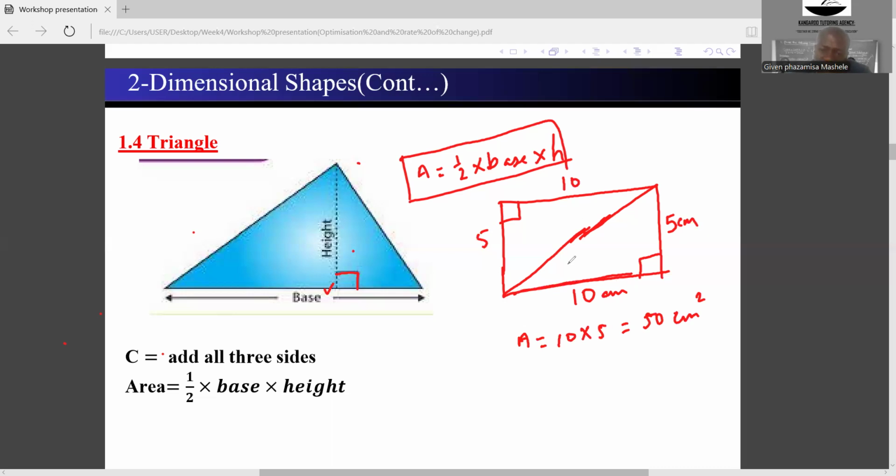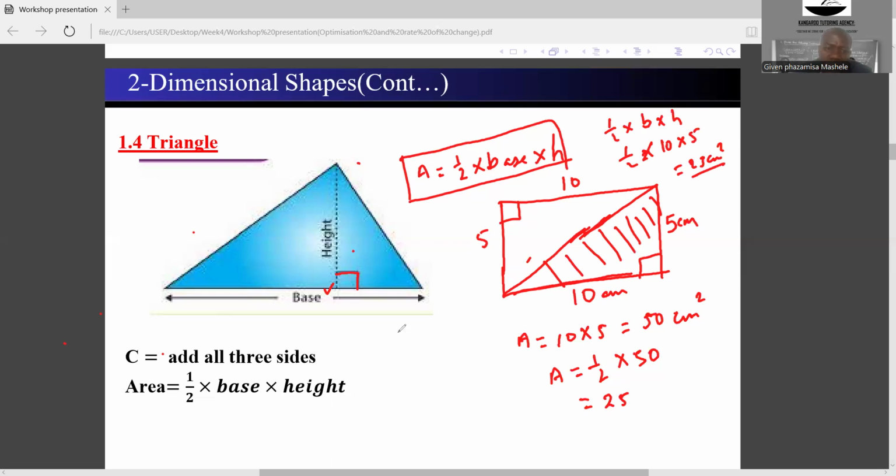But what if we wanted to know the area of one piece? You see that this shape has two pieces, so it is half of the area of a rectangle. Half of 50 becomes 25. That is the same as saying, because this is a right-angle triangle, what is the area of a triangle? It's half multiplied by base multiplied by height. So the base becomes 10 and the height becomes 5. Half of 10 is 5, and 5 by 5 gives us 25.